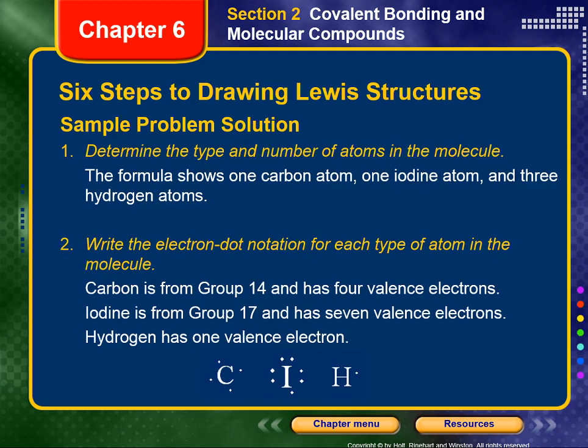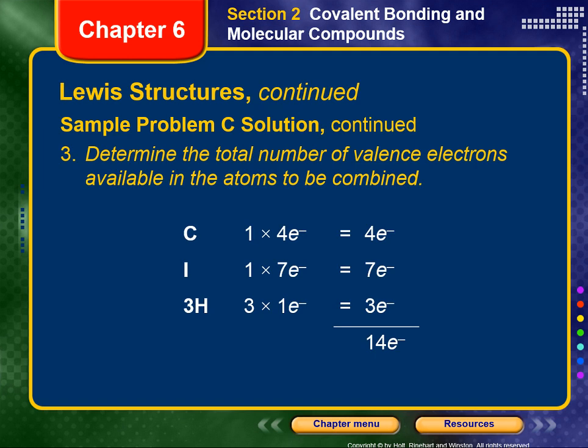Step 1. Determine the type and number of atoms in the molecule. The formula shows 1 carbon atom, 1 iodine atom, and 3 hydrogen atoms. Step 2. Write the electron dot notation for each type of atom in the molecule. Carbon is from group 14, therefore has 4 valence electrons. Iodine is from group 17 and has 7 valence electrons. Hydrogen, we know, has 1 valence electron. Step 3. Determine the total number of valence electrons in the atoms to be combined.